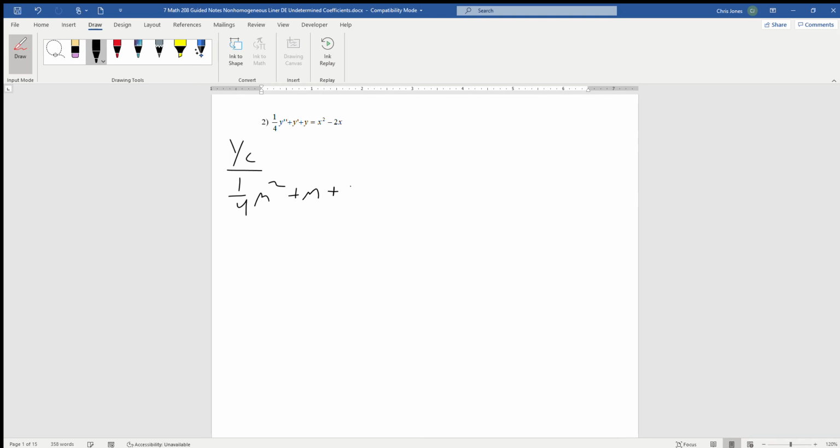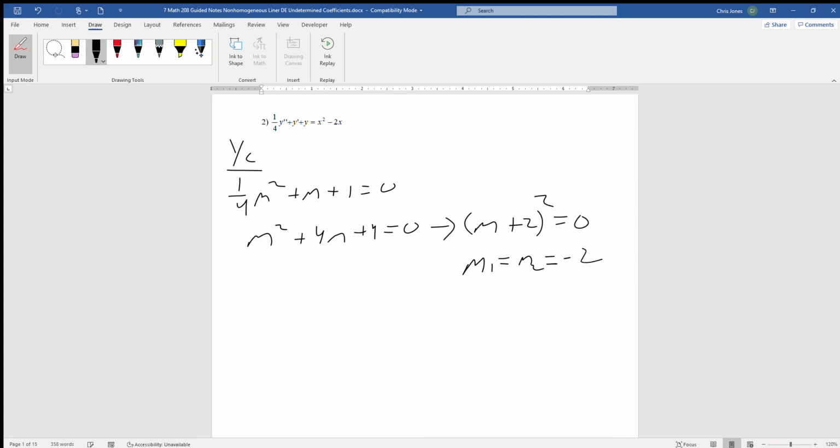All right, so start by finding the complementary solution, and that's going to be 1/4 m squared plus m plus 1 is equal to 0, or m squared plus 4m plus 4 is equal to 0 by multiplying by 4. We can factor that into m plus 2 squared is equal to 0, and this gives us a double root. Okay, so it's actually a case 2 because we have a multiplicity of 2 going on here.